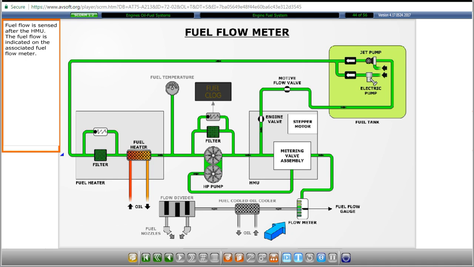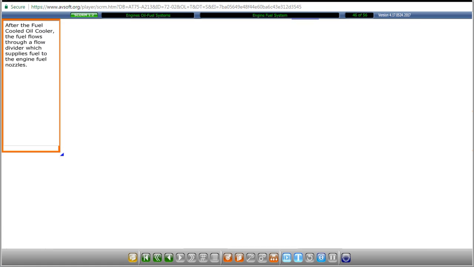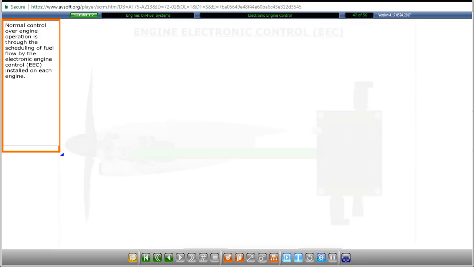Fuel flow is sensed after the HMU. The fuel flow is indicated on the associated fuel flow meter. Prior to entering the engine, the high-pressure fuel flows through a fuel-cooled oil cooler. This cooler uses engine fuel to cool the oil used by the engine's lubricating system. After the fuel-cooled oil cooler, the fuel flows through a flow divider which supplies fuel to the engine fuel nozzles.